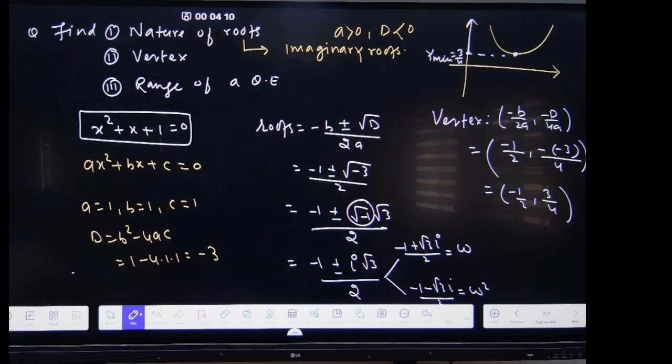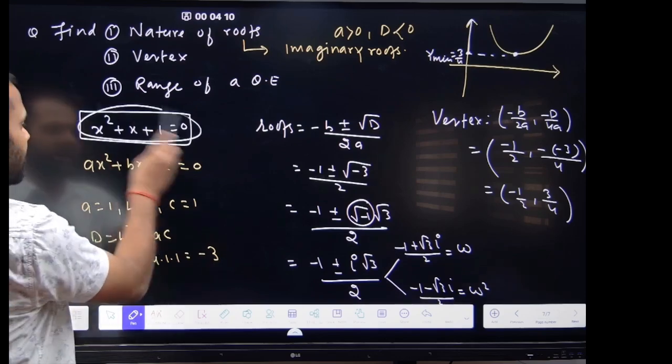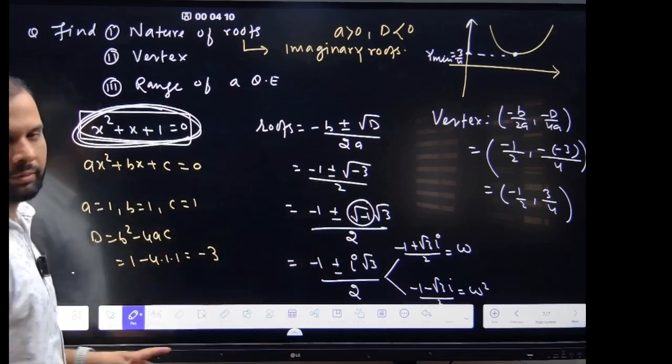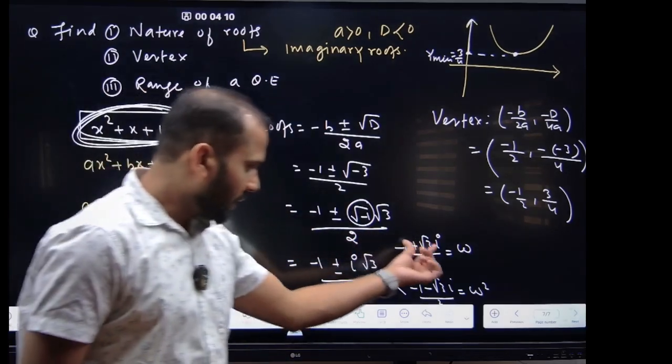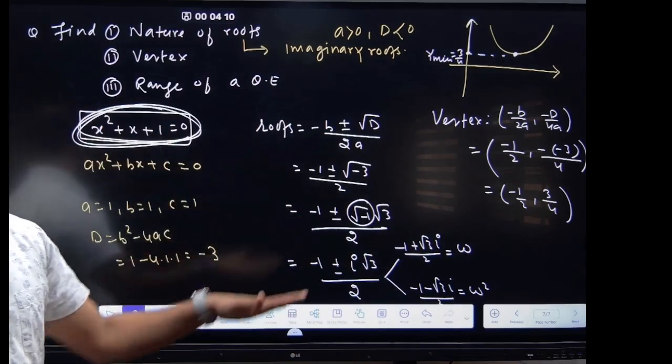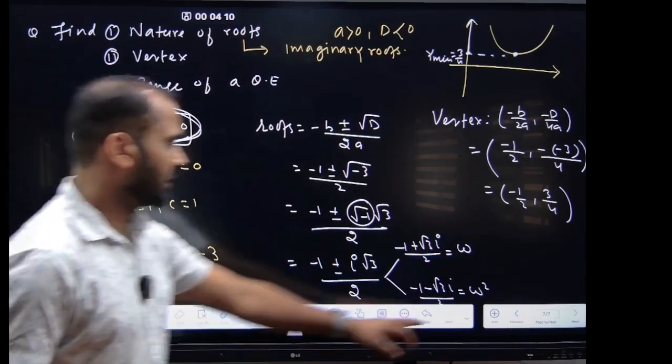For this particular specific question, if this type of roots is there, omega and omega square will be there. So, these two quantities are squares of each other. It's not true for every equation. I will write one more question, write down.